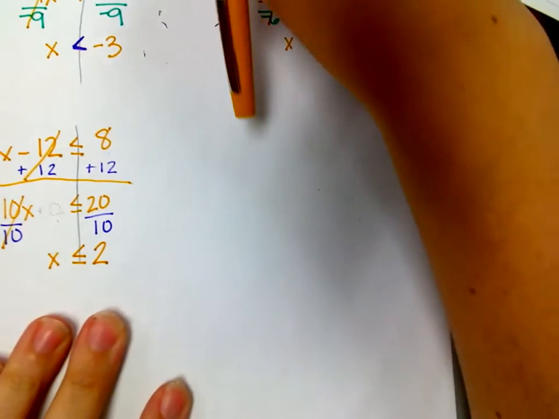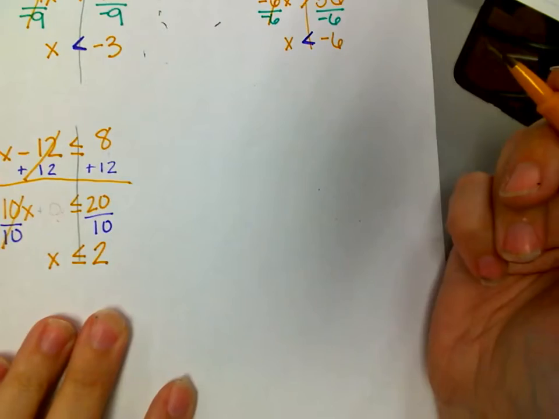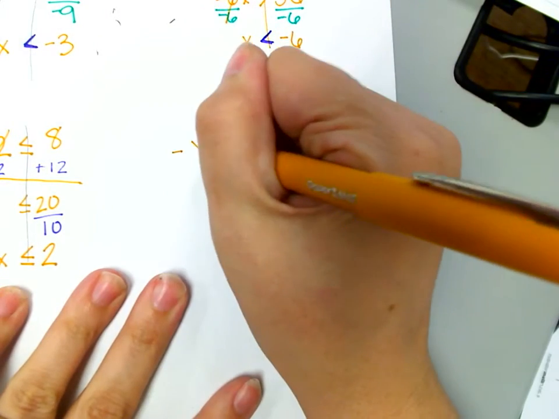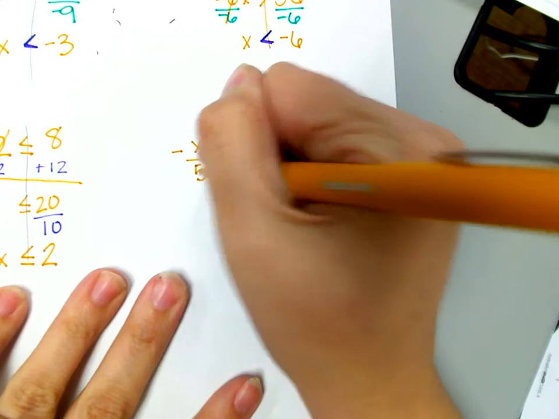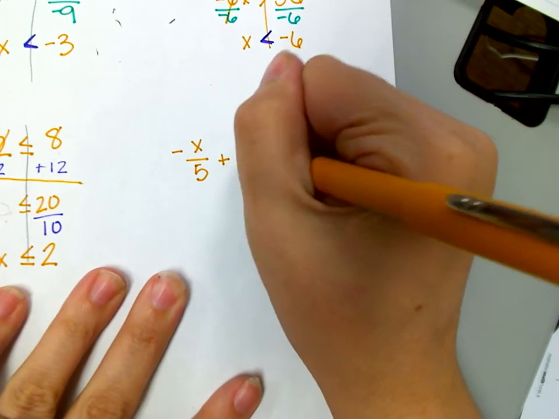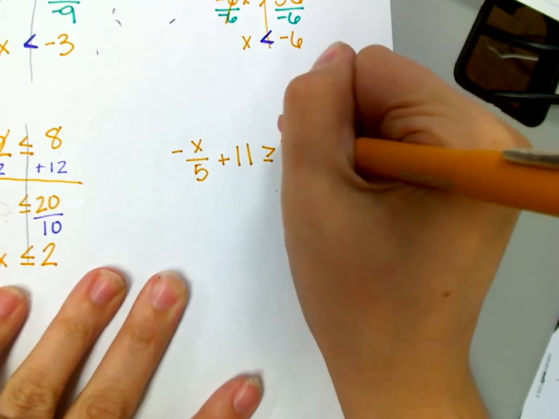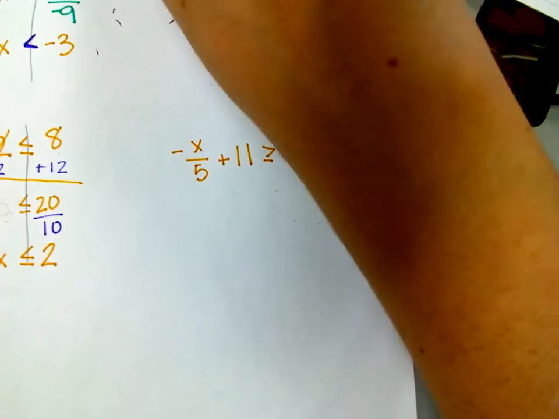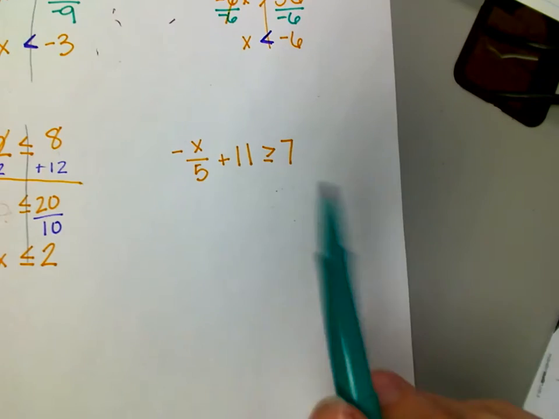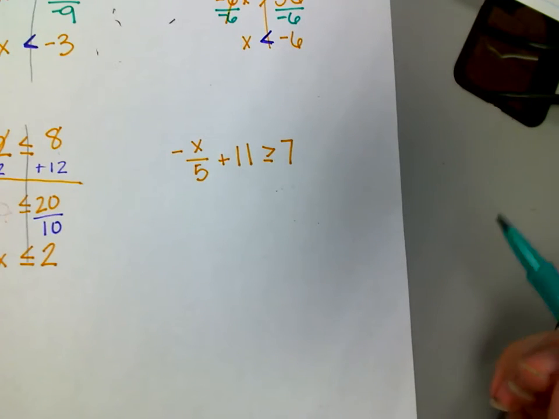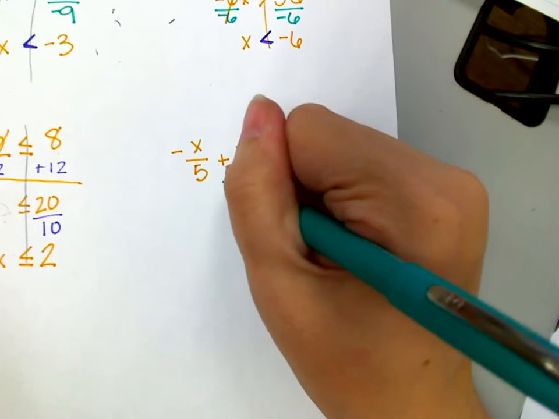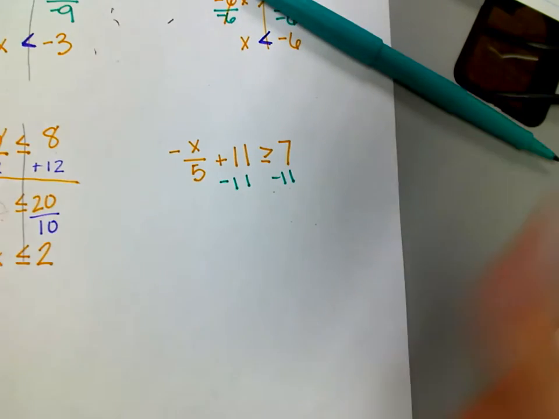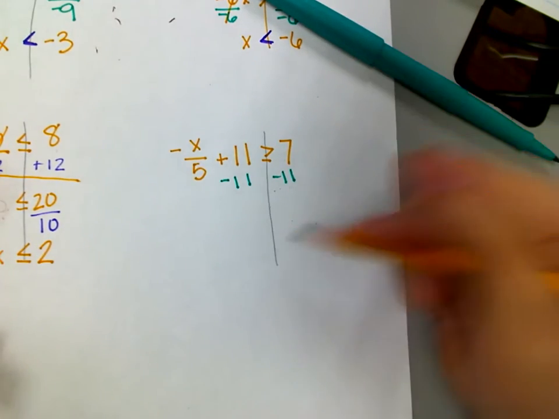Okay. Now this next one I'm going to do: negative x over 5 plus 11 is greater than or equal to 7. First thing I'm going to do is get rid of this 11 by subtracting 11 on both sides. Okay, forgot to draw this little line here.